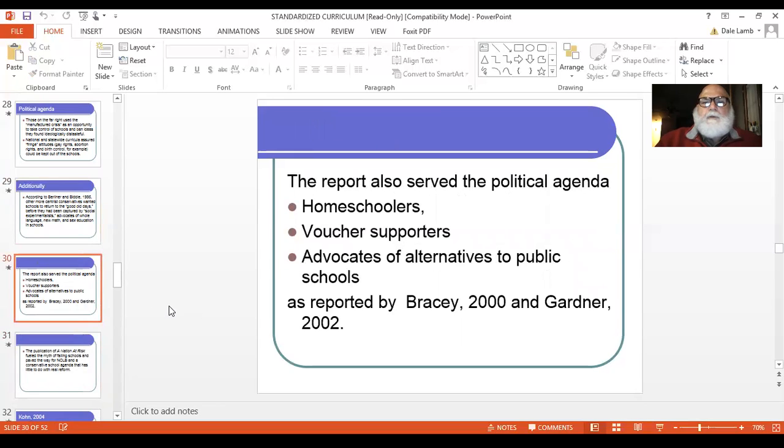The report also served a political agenda. The homeschoolers, the voucher supporters who want public funds to pay for their private education, and advocates of alternatives to public schools, which are charter schools. These people all have a financial agenda in mind, or the homeschoolers have a sometimes religious or political agenda in mind.